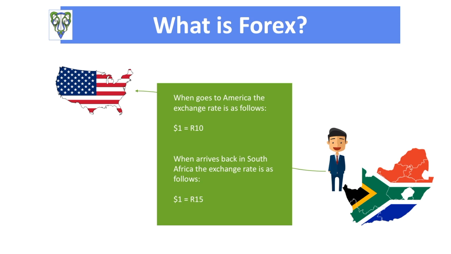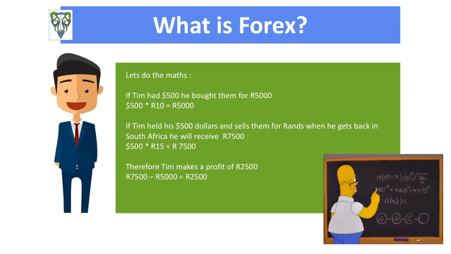Obviously these are just for the purpose of an example. These are not the current exchange rates. How nice would that be? So he goes to America, and the exchange rate is $1 for 10 Rand. And then he decides he wants to buy $500 so that he can have a great time in the States and have some spending money. For him to buy $500 is going to cost him 5,000 Rand.